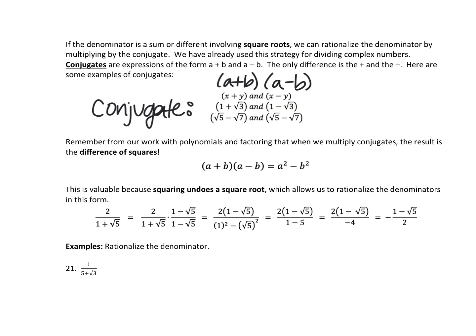So you have some examples. X plus y, x minus y. 1 plus root 3, 1 minus root 3. Square root of 5 minus root 7. Square root of 5 should be plus.